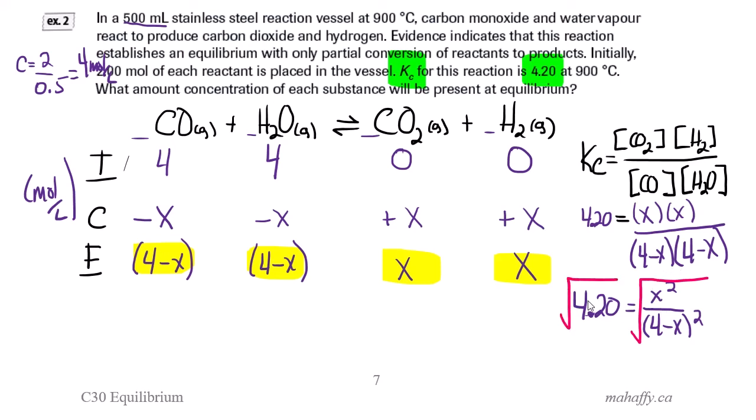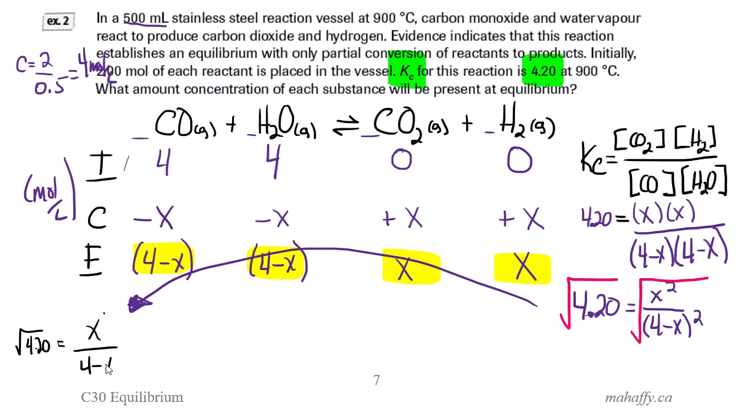And this is going to make my life a lot easier than if I had foiled out this bottom here and tried to collect the x's. I'd still be able to solve it that way, but you'd have to use the quadratic equation if you do it that way. This way is a little bit easier for you. So if I square root and square root, let's take my next step over here. I'm running out of space. Then the square root of 4.20 is equal to x divided by 4 minus x.